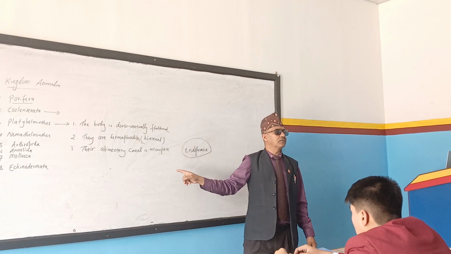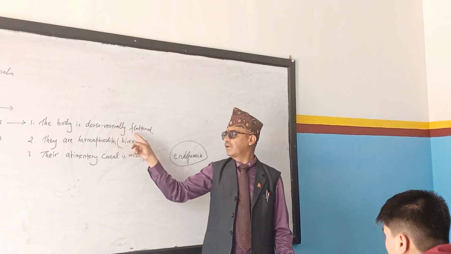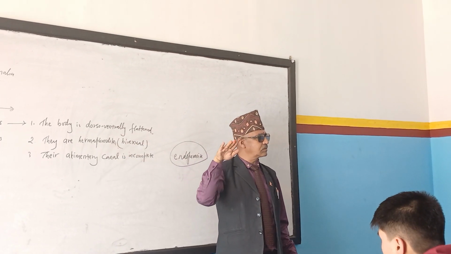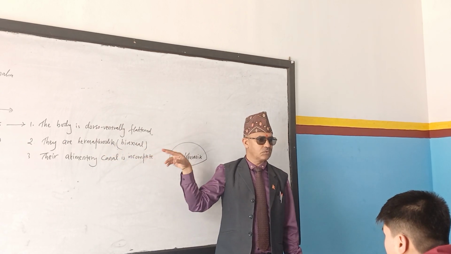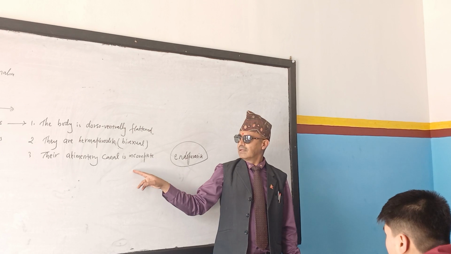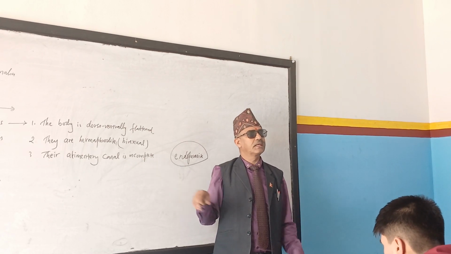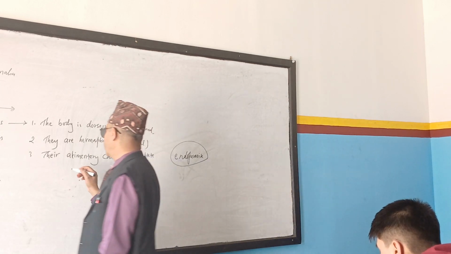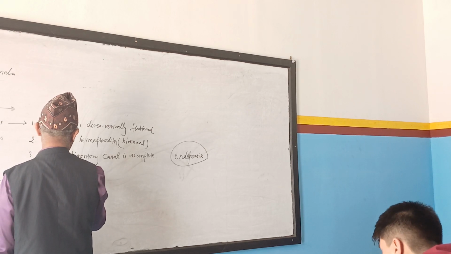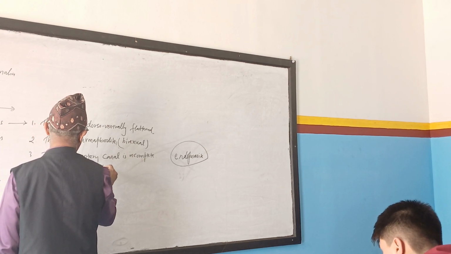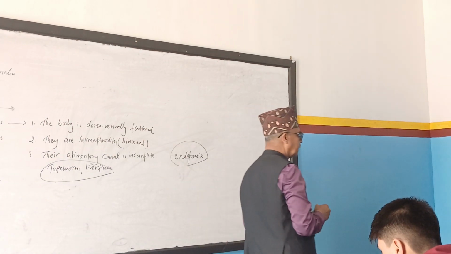So how many characteristics have we written? What is the first one? The body is dorso-ventrally flattened, flat from dorsal side to ventral side. Now second, they are bisexual. Third one, the alimentary canal is incomplete. What are the examples of Platyhelminthes? Tapeworm, liver fluke, right? Okay, that is all.